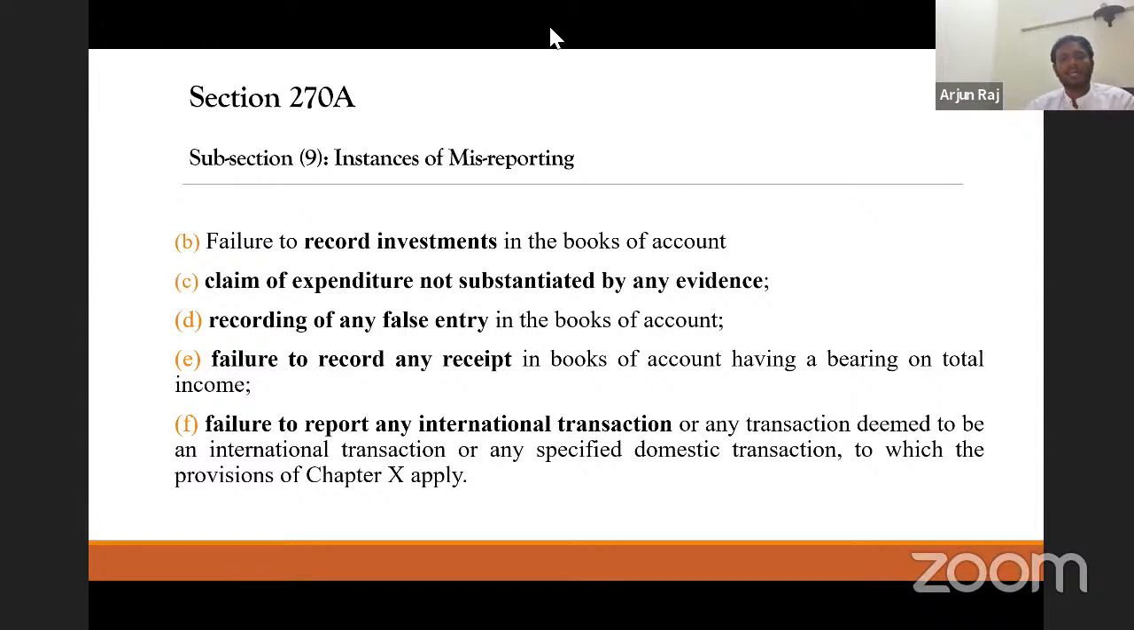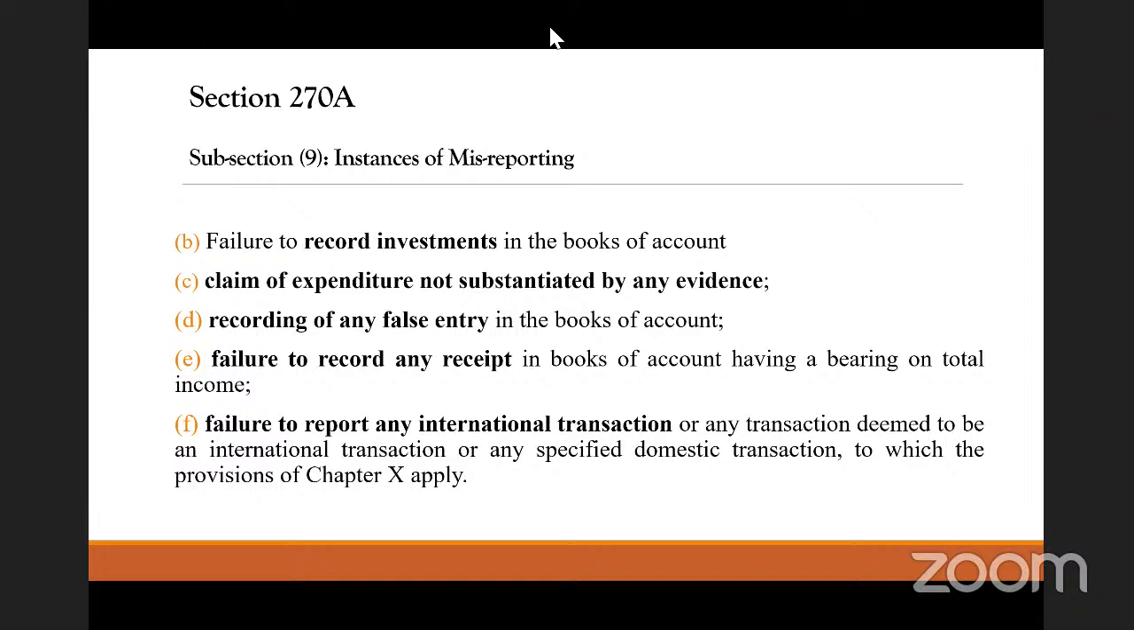First is the failure to record an investment in the books of accounts. Then a claim of expenditure not substantiated by any evidence. Then recording of any false entry. Failure to record any receipt in the books of accounts. And last is the failure to report any international transaction. Here, the one aspect is failure to record a transaction or recording a false transaction. Now, the crucial limb would be clause C, which says claim of expenditure not substantiated by any evidence.